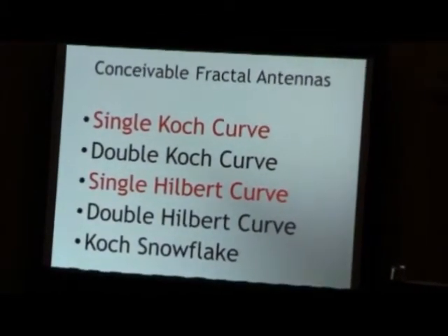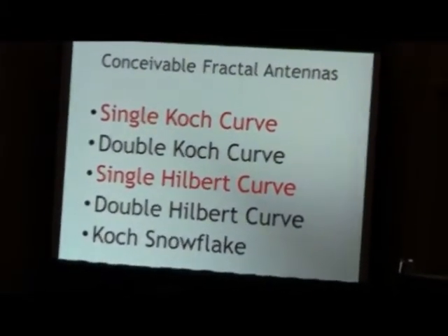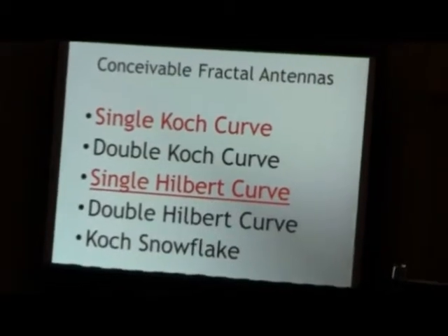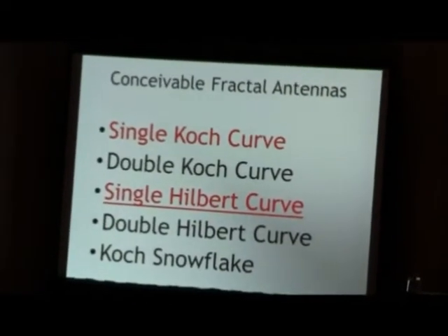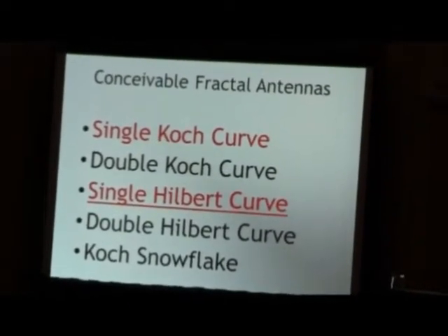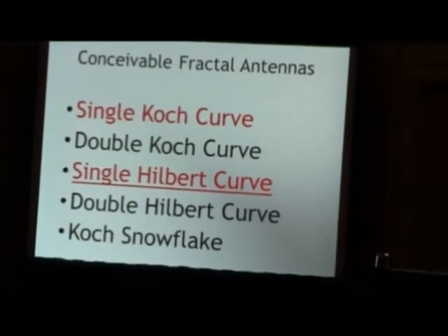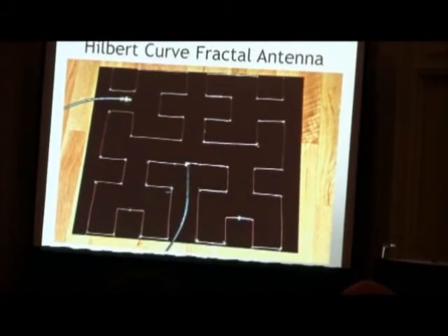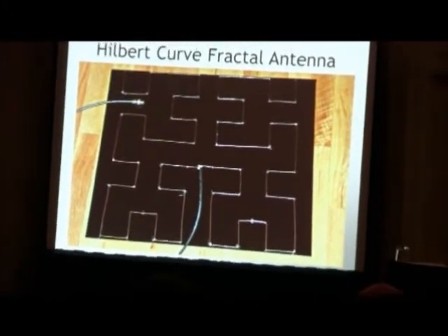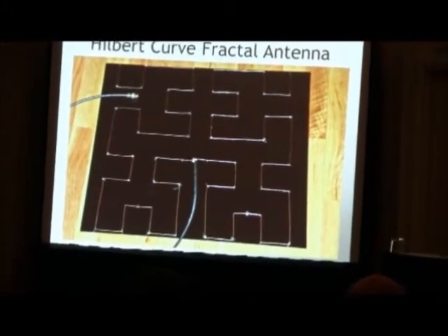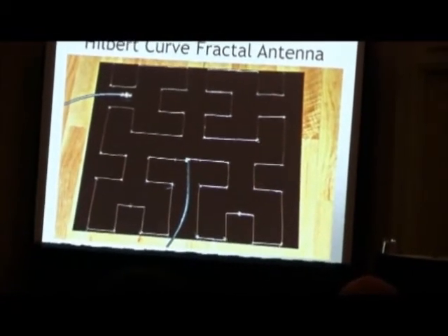The next fractal antenna I chose to focus on was the single Hilbert curve fractal antenna. And the results of this antenna indicated that it was just as interesting and unique as the Cochlear Fractal antenna. Here is a picture of its physical construction, and the dimensions of this antenna are 1.5 by 1.5 feet.